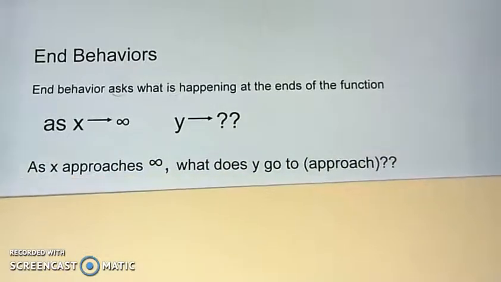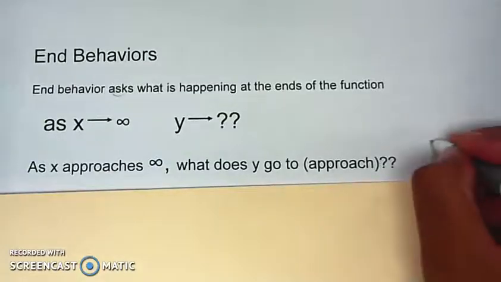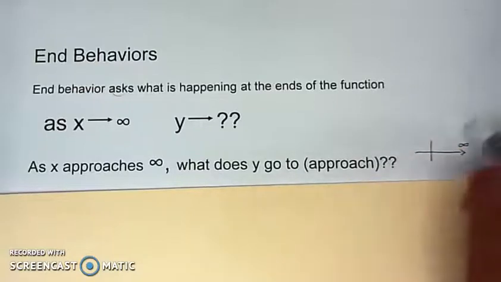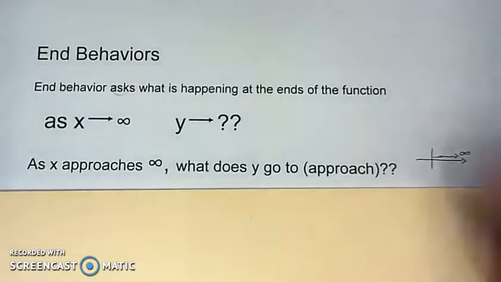As x approaches infinity, what does y go to? What does it approach? So as x goes to the right side, because we know on the number line, positive infinity is on this side because all the positive numbers are over there. So as x is going this way, what is happening with your y? Is it going up? Is it going down? Is it going to positive infinity? Going to negative infinity? Is it going to a number? What is happening to the graph? Is it randomly going somewhere? We don't know. We've got to figure that out.